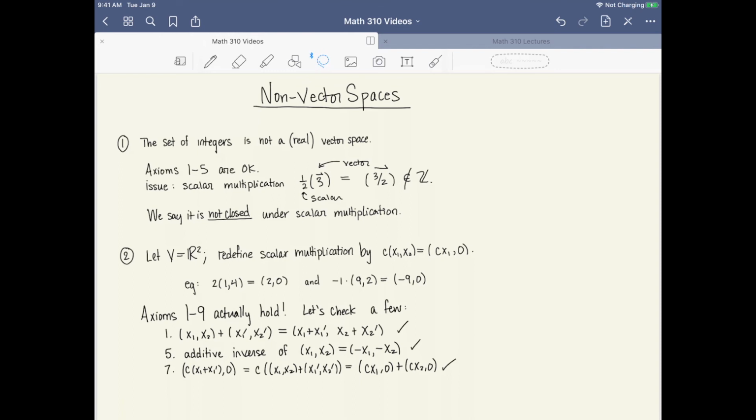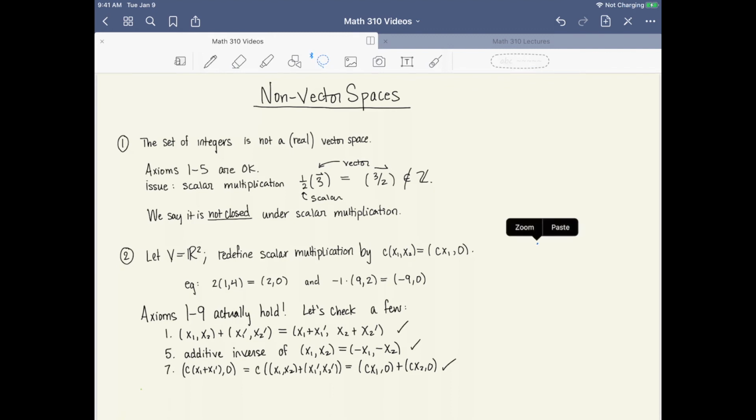Let's think about axiom number 1. Axiom number 1 tells us that if we add 2 vectors together, we get a new vector in this space. So if we add 2 vectors in R2 together, we still get another vector in R2. That's just going to hold. And things actually do have additive inverses here as well. The additive inverse of x1, x2 is just minus x1, minus x2. Let's spot check axiom 7. It'll take a little bit more effort.